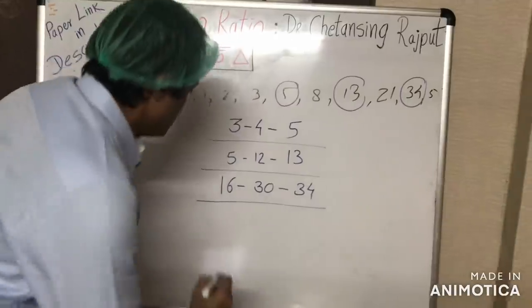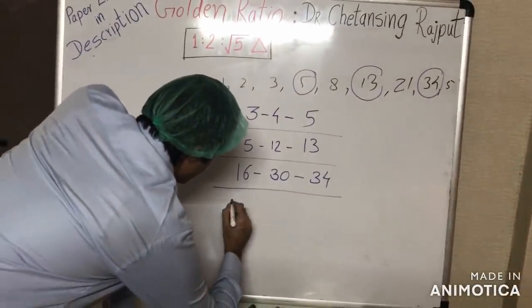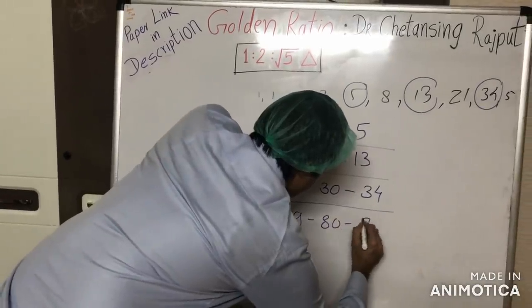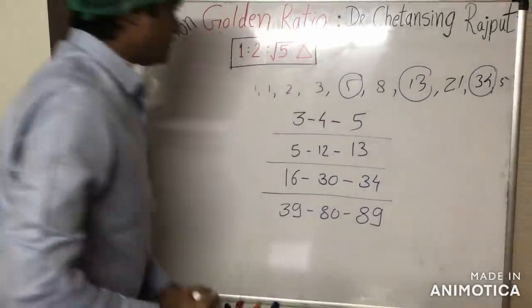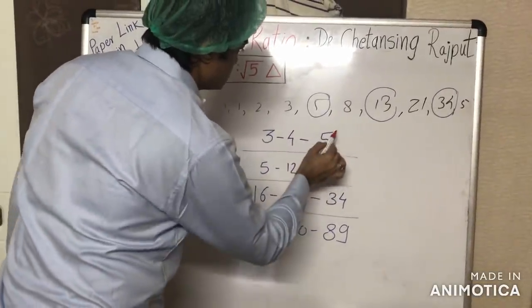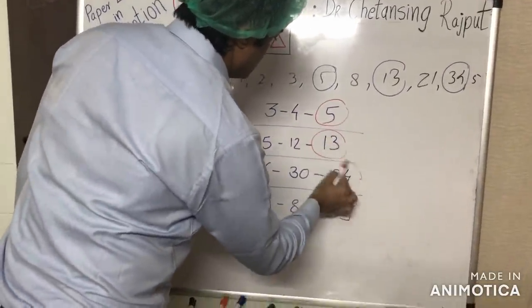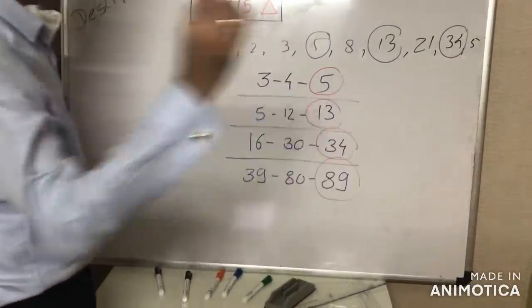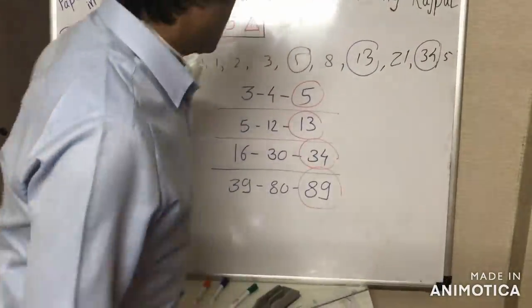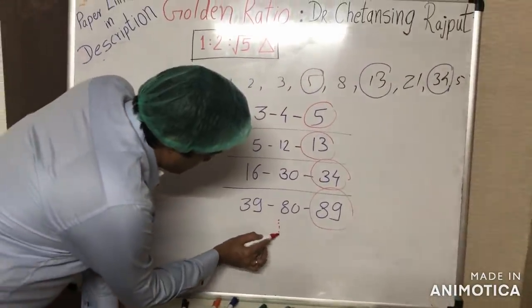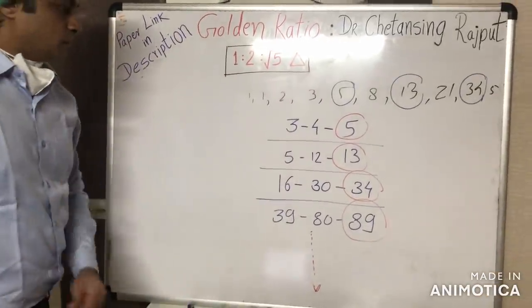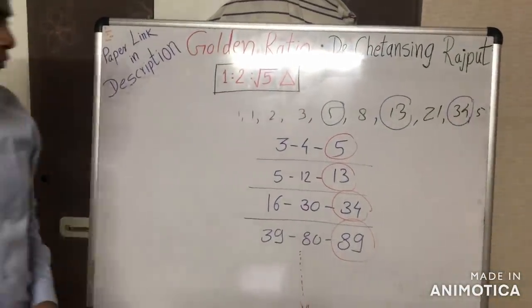The next such triple will be 39, 80, 89. Look at these numbers. These are Pythagorean triples, and these hypotenuse numbers 5, 13, 34, 89 and so on are alternate Fibonacci numbers, and we can generate an infinite number of Pythagorean triples using the same method.